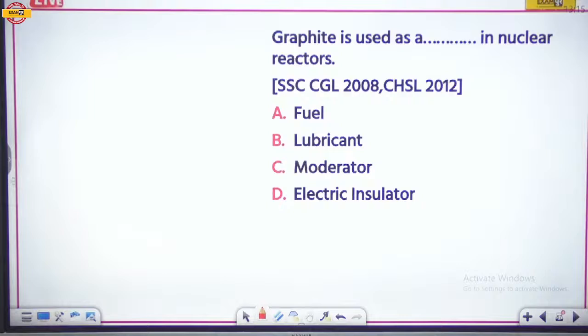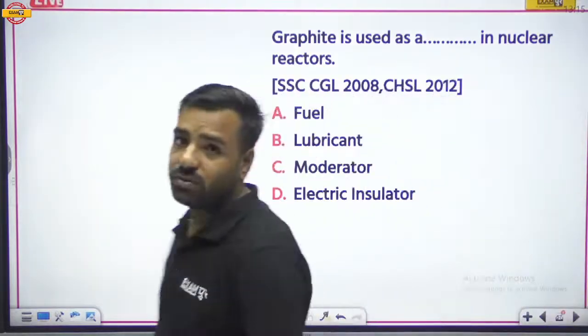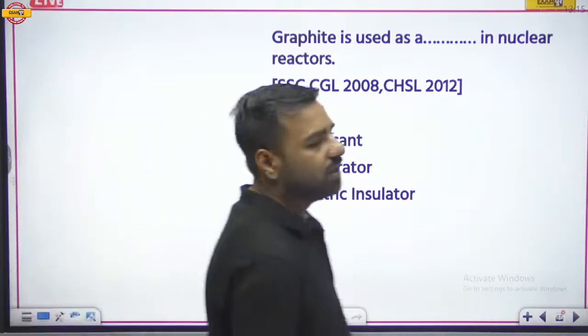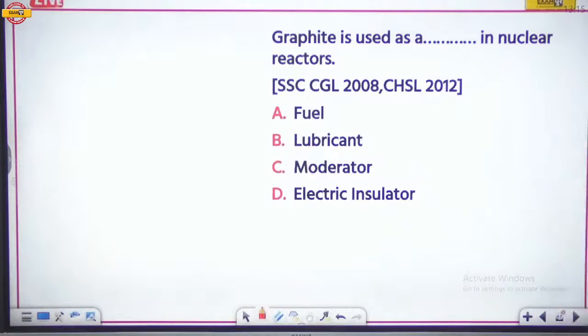Graphite is used as a dash in nuclear reactors. So we'll talk about graphite. What is it? Is it used as a fuel, a lubricant, a moderator, or an electric insulator? Just discuss it, right? So yes, graphite is actually used here as a moderator.